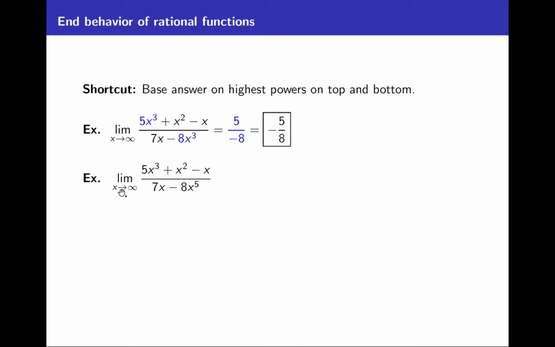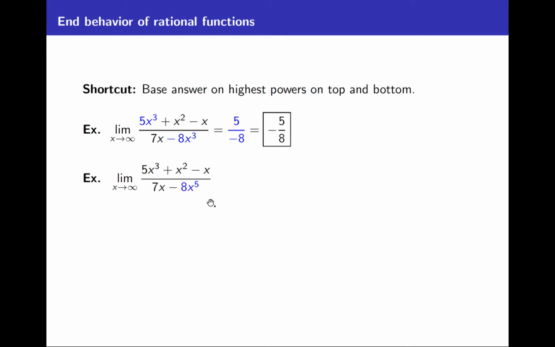For another example, look at the limit as x goes to infinity of 5x cubed plus x squared minus x over 7x minus 8x to the fifth. So here, your highest power of x is x to the fifth. It only occurs at the bottom, the minus 8x to the power of 5. There's no x to the power of 5 on the top.